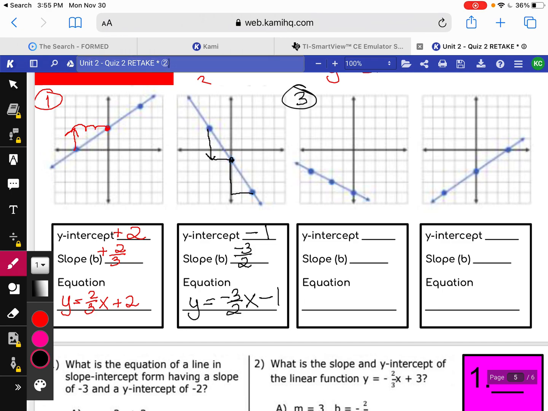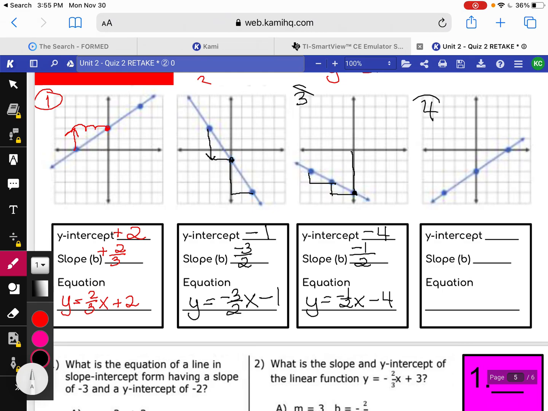In number 3, okay, let's start here. Y-intercept 1, 2, 3, 4. Y-intercept is -4. Slope is down 1, run 2. Down 1 is -1. Run 2 is +2. Y equals -1/2 x minus 4.